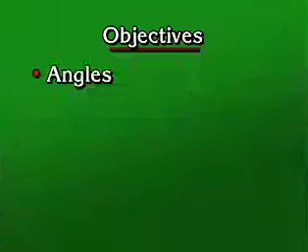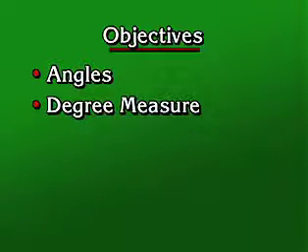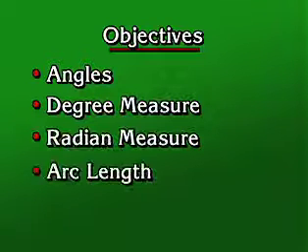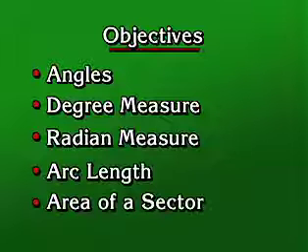Hi, I'm Todd. Angles are an essential part of trigonometry, and in this section you'll learn some important definitions about how angles are measured. Let's begin by reviewing the objectives for this section. You'll learn about angles, degree measure, radian measure, arc length, and the area of a sector.